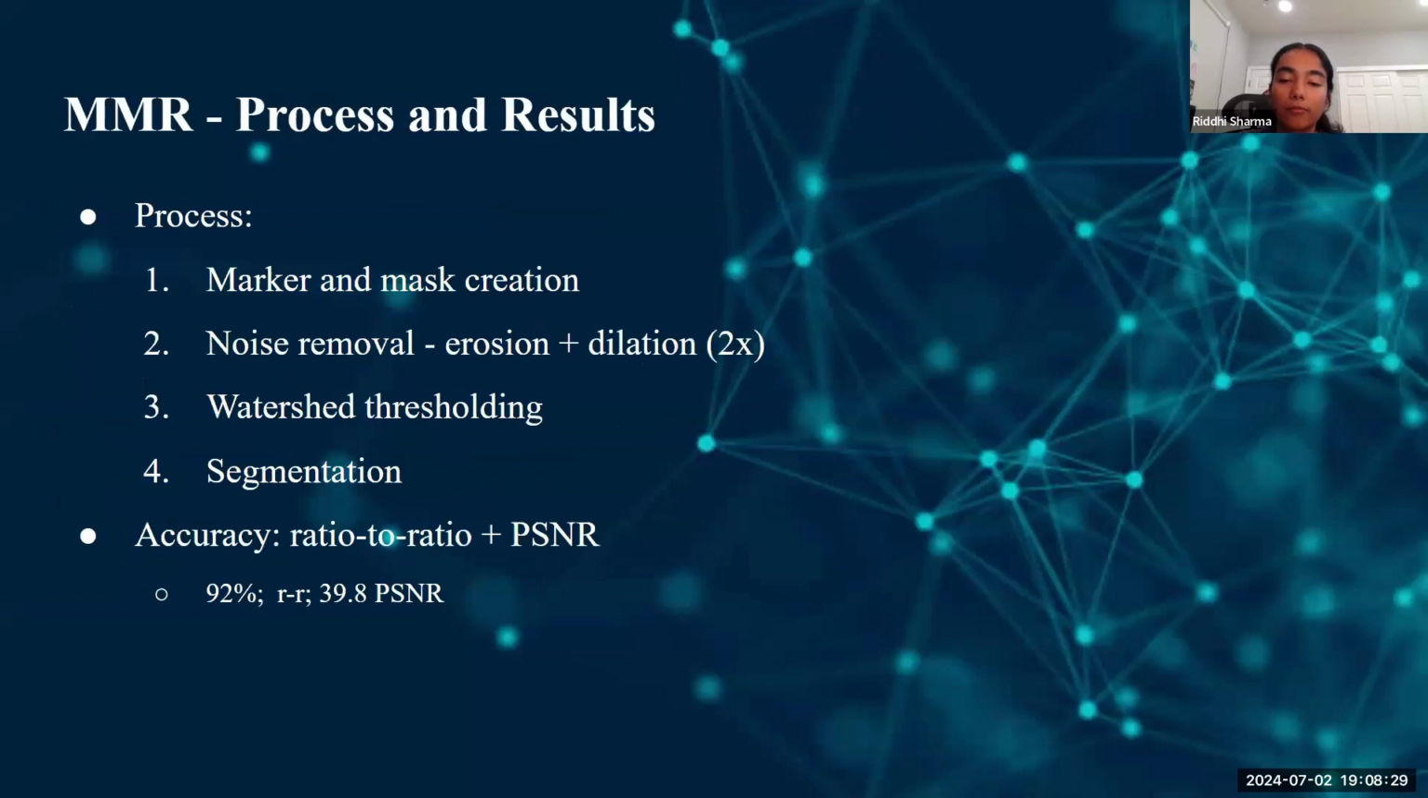The creation of marker and mask images guides the four-step reconstruction process. After fine-tuning noise removal with a peak signal-to-noise rate of 39.8, subsequent morphology operations are then deployed. The integration of watershed thresholding and segmentation yields a 92% accuracy rate in early-stage tumor detection.